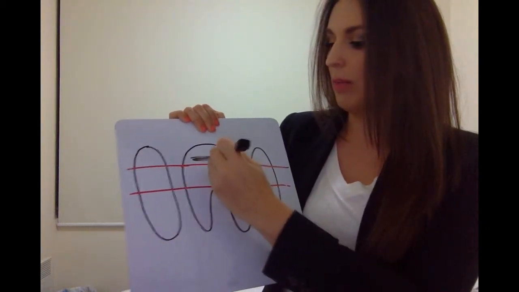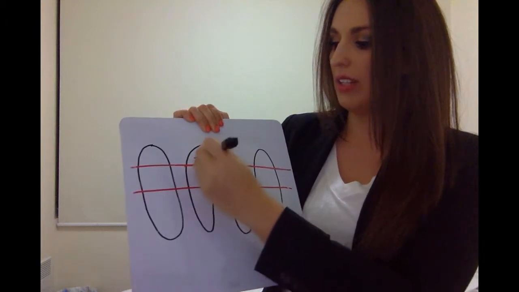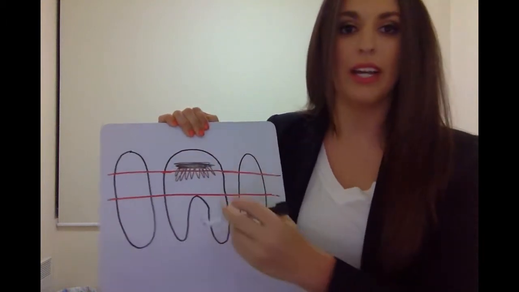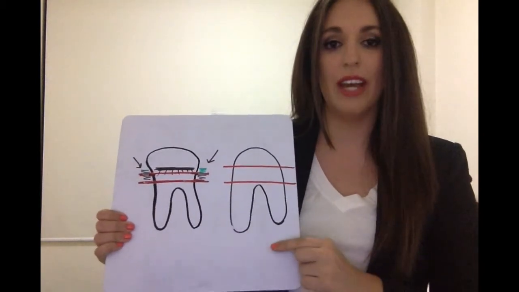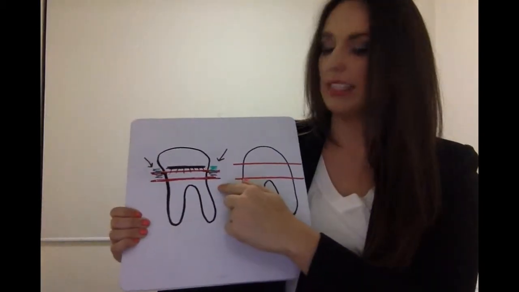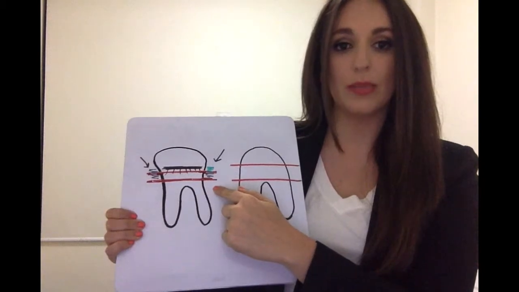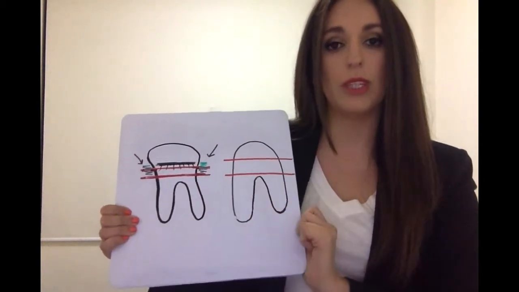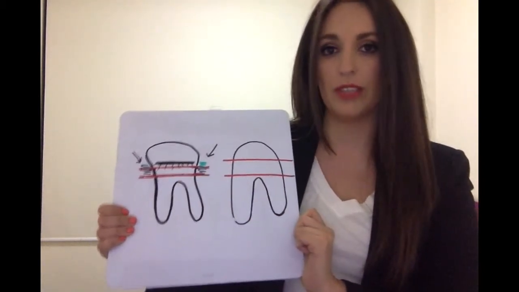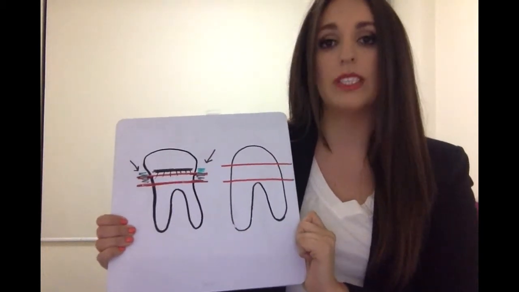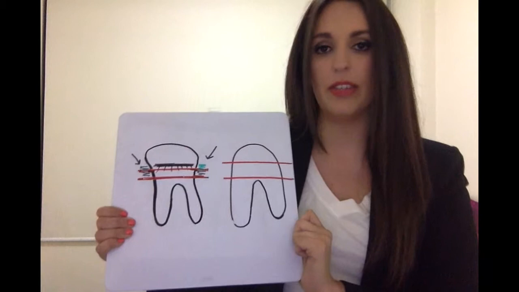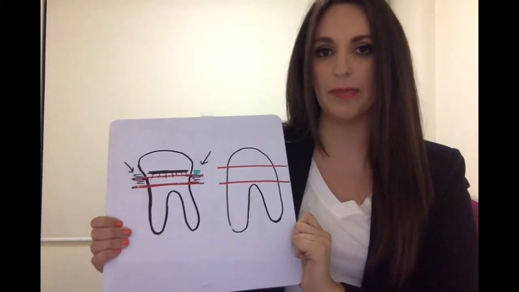Calculus will build up and extend beyond the gum line, separating the gum line from the alveolar bone. This is a drawing of a healthy tooth as well as a tooth that has calculus buildup. Calculus will cause pockets to form between the teeth that foster bacterial growth, leading to the loss of connective tissue and bone. Once this occurs, the dog has irreversible periodontal disease.